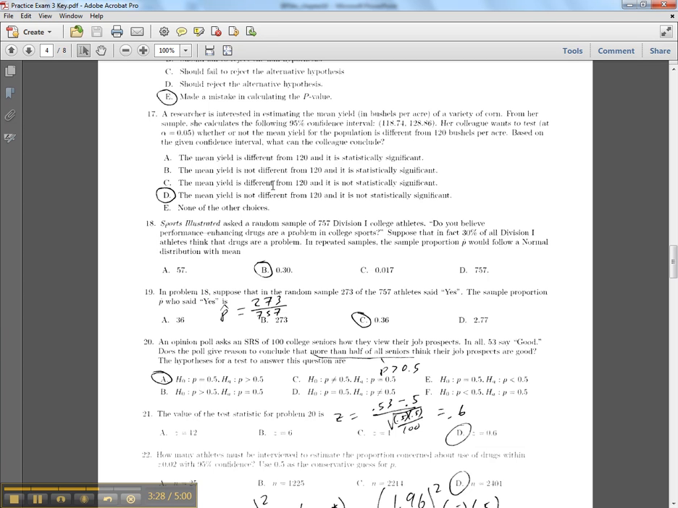C says the mean yield is different from 120, and it is not statistically significant. So right here, that's not true, because it's not different from 120. And finally, D, it says the mean yield is not different from 120 and is not statistically significant. So that's why D is the correct answer. It's not different from 120 because it's in the interval, and it's not statistically significant because it's in the interval and it's not in the p-value areas.